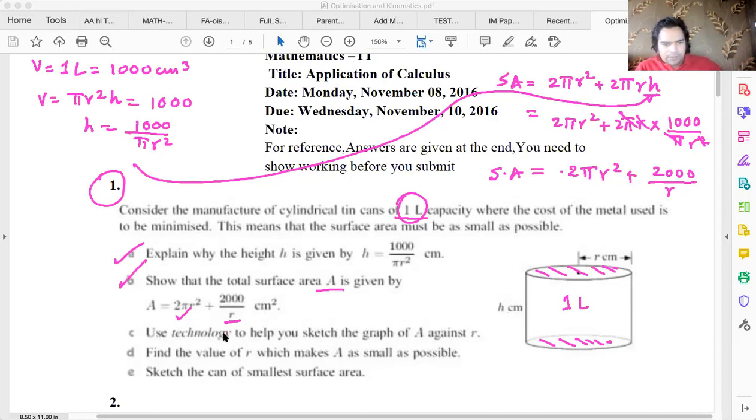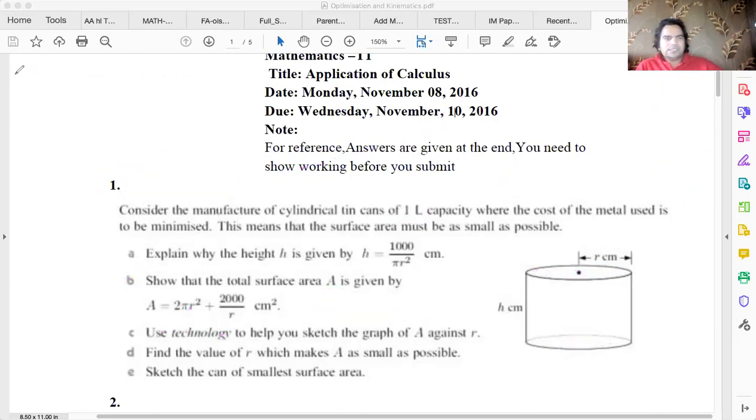Now I'm not using technology, I'm just asking to do it using calculus. Using calculus, find out the minimum surface area. So now when you already have the surface area expression, let's say A is 2 pi r squared plus 2000 over r. Now what we'll do is differentiate this expression with respect to r, radius, because my area is depending on the radius. So radius decides how much area will be for the given cylinder. So I'm going to do dA by dr because I'm differentiating with respect to r.